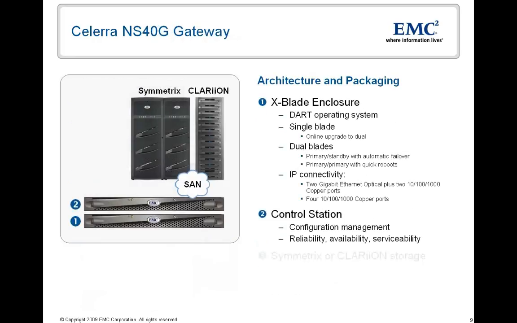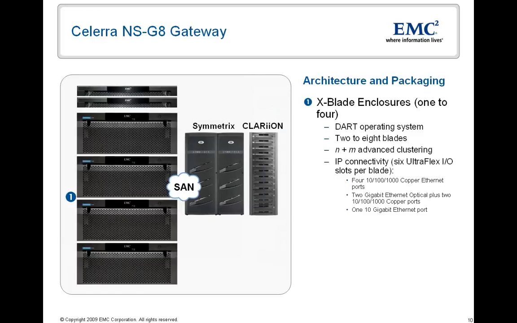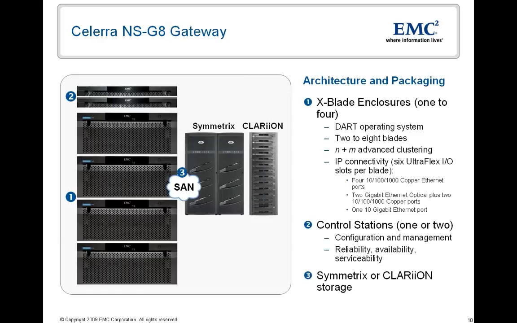Gateway. Again, this is if you already have an investment with a Clarion or Symmetrix and you wanted to provide file sharing and iSCSI. The only things that I would really need to sell would be number one, the blades, and number two, the control station. That's our single point of management. So very, very easy to bolt something onto an existing environment. Everything stays the same from your existing environment perspective, but you're off and running. And again, the same concept there with the NSG8, 8 representing I can scale this up to 8 blades.